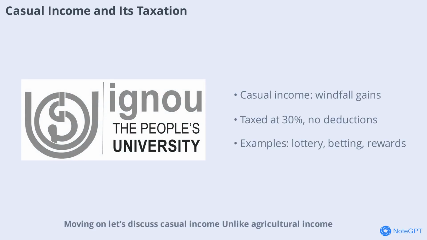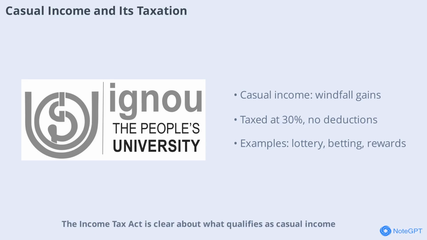Moving on, let's discuss casual income. Unlike agricultural income, casual income refers to earnings that are unexpected, non-recurring, and not derived from a regular source. Examples include lottery winnings, betting, crossword puzzles, and rewards received without prior agreement. Such income is taxable at a flat rate of 30%, and no deductions for expenses or losses are allowed. It's important to note that personal gifts, capital gains, or professional receipts are not considered casual income.